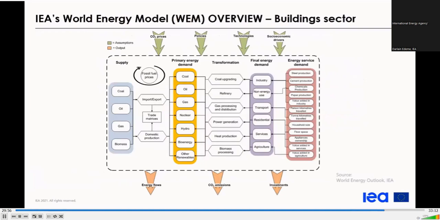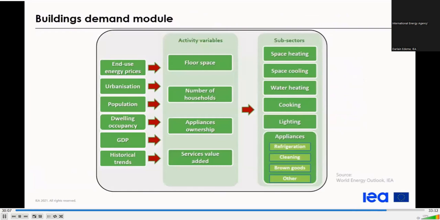Looking now at the building sector, which includes the services sector, where again we will have to segment and disaggregate by the type of energy need we are looking at. So we know that in buildings we are looking at space cooling, water heating, energy for cooking, for lighting, for powering appliances. Here the activity variables we will look at are floor space, so square meters per capita, number of households, appliance ownership, how many TVs or how many phones a household has on average, and we can also rely on services value added. As usual, our input data will be socioeconomic drivers, but also building-specific indicators like urbanization or dwelling occupancy.